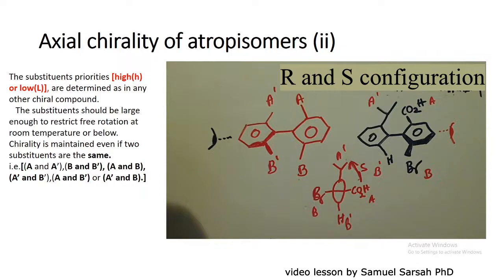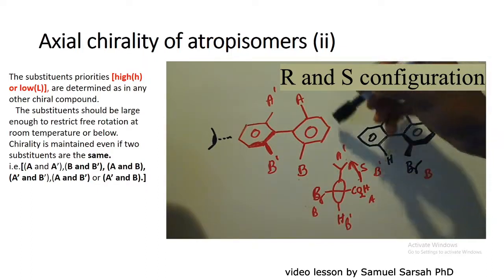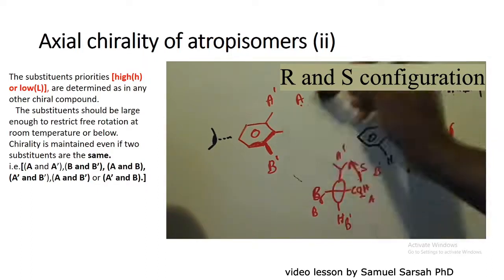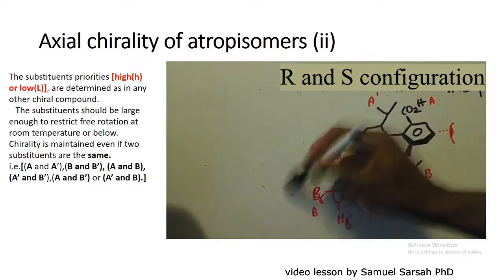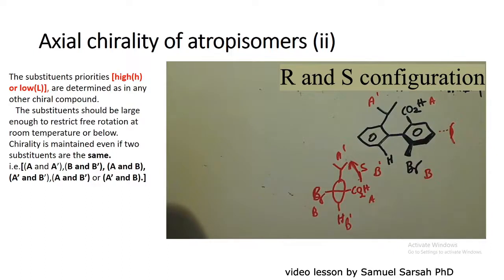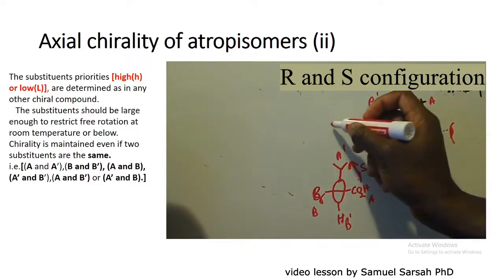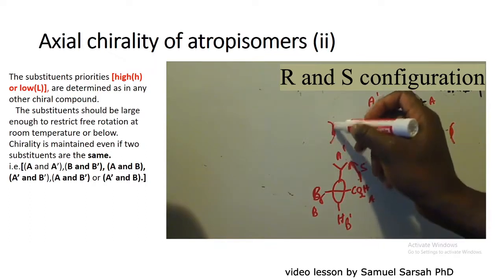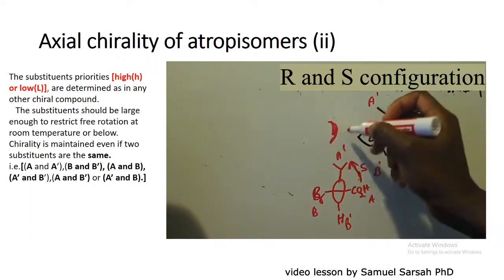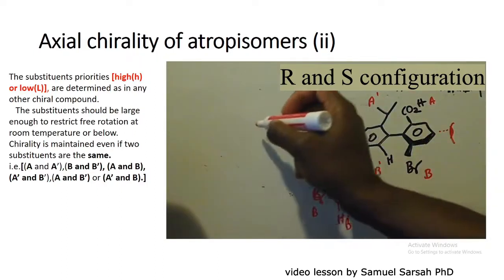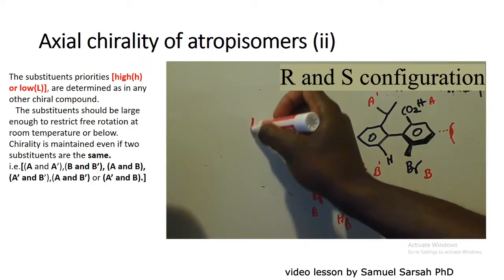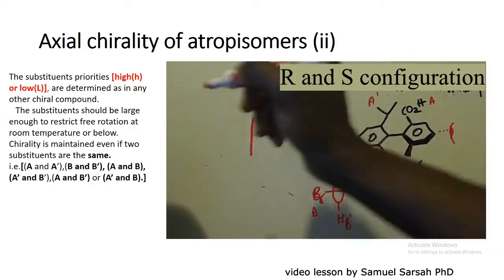Now, if I was standing at the other end, let's see what we are going to get. It has to be the same. So if I was standing here, then I will see A prime and B prime first, and they are in vertical arrangement.